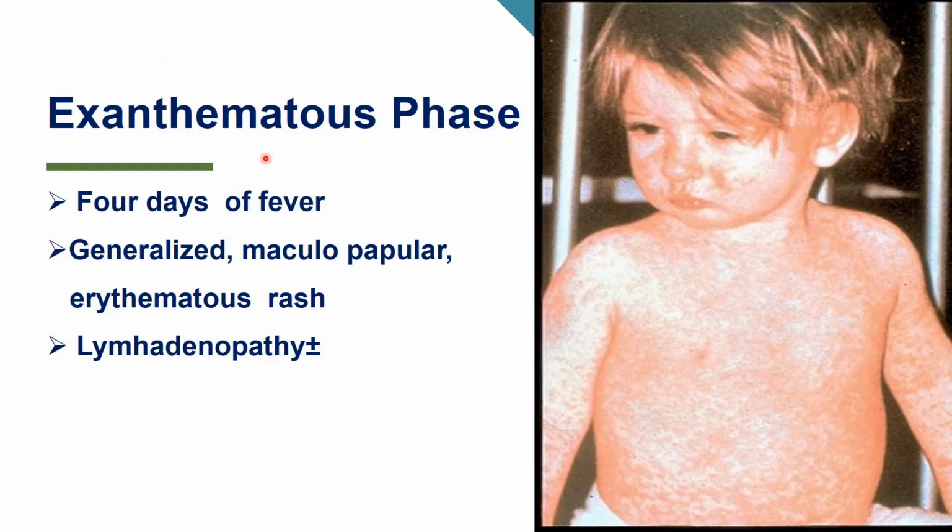Then comes the exanthematous phase. The rash of measles occurs 4 days after the fever. The rash is generalized maculopapular erythematous, and then sometimes there might be lymphadenopathy also.